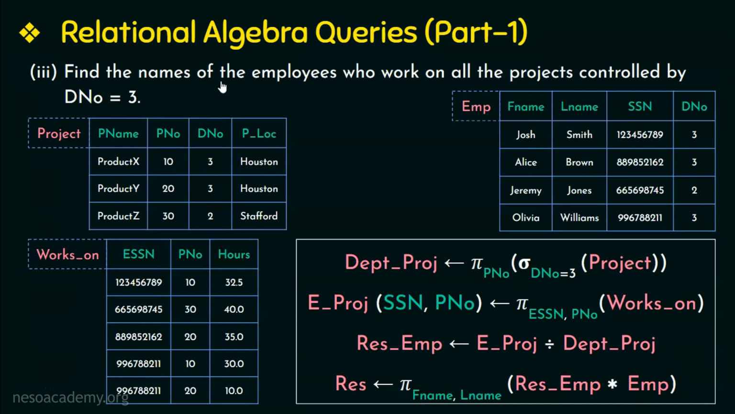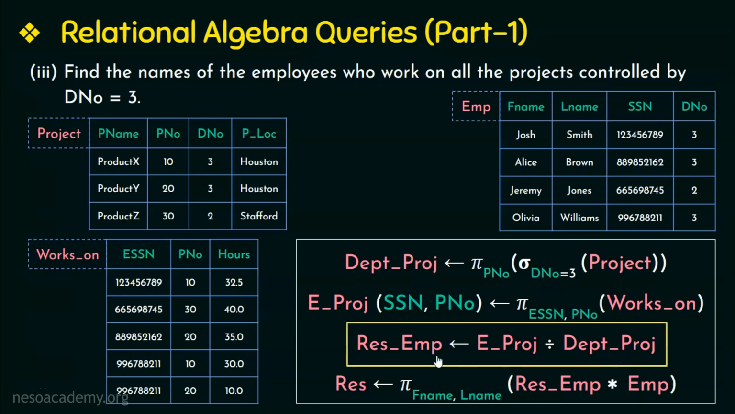So we need the names of those employees who work on both these projects, that is project number 10 and project number 20. Now we already have the project numbers of all the projects controlled by department number 3 in this relation. And also we have the details of which employee works on which all projects in this relation. Therefore, to know which all employees work on all the projects controlled by department number 3, we have to divide these two relations, which makes up the third step.